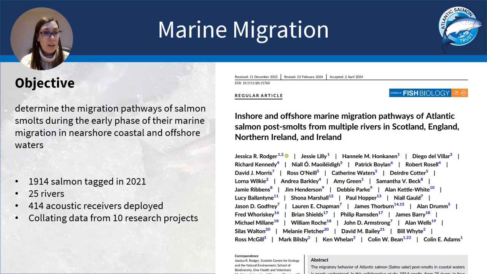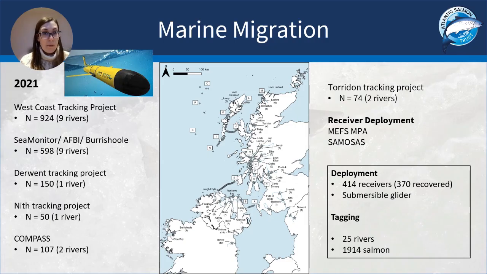Between the 10 projects, we tagged 1,914 salmon smolts in 2021 from 25 rivers and deployed 414 acoustic receivers. So here's a map from that paper, and you can see where all those acoustic receivers were deployed and where all the fish were tagged, and I've listed here all the projects that were involved. Most were tagging salmon smolts, but there were a few, like MES MPA and Samosas, that were deploying receivers for other reasons, but because they're using the same technology, we were able to share detections.